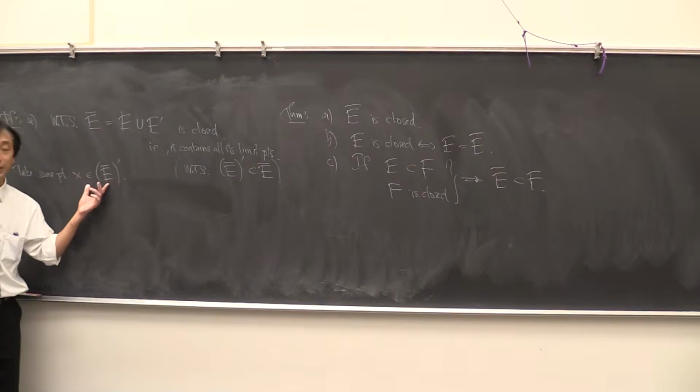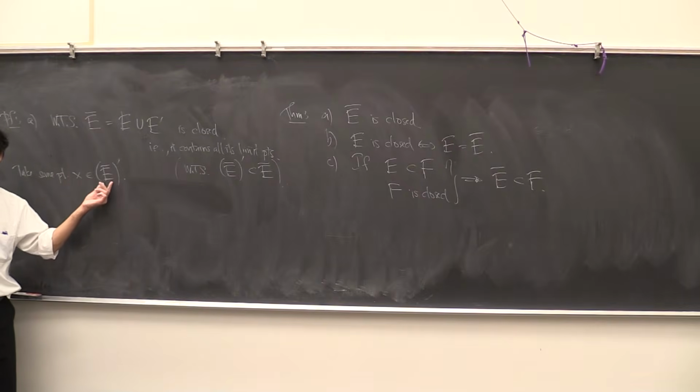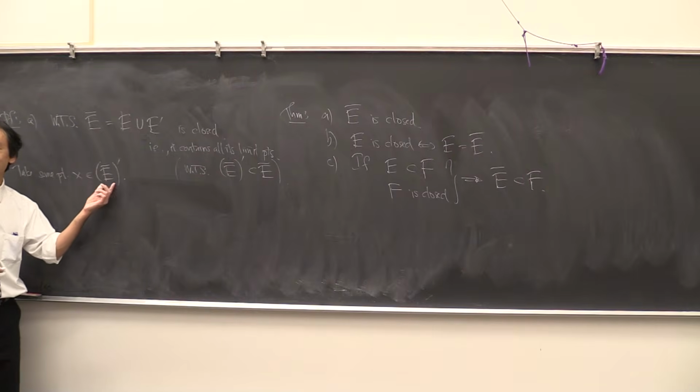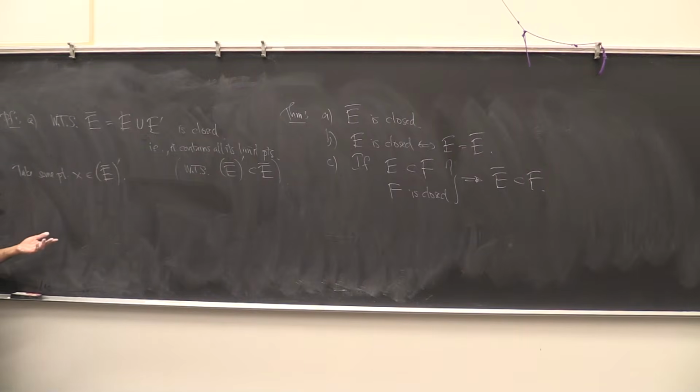Okay, so what does this mean? To be in E bar prime means that you're a limit point of E bar. In other words, you're also a limit point of E. Why? That is what we're trying to show in some sense. It's true, but it's not obvious.